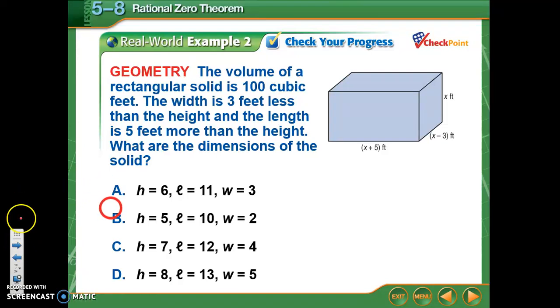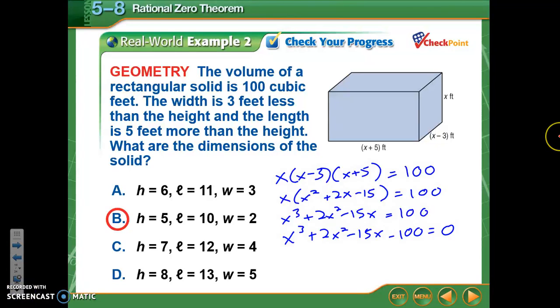All right, hopefully you got B. Here's the work for getting the correct function, and then you should have listed out all of the possible factors of 100. So they were a little bit nicer to you than they were in the last one. The factors of 100 are 1, 2, 4, 5, and so on.